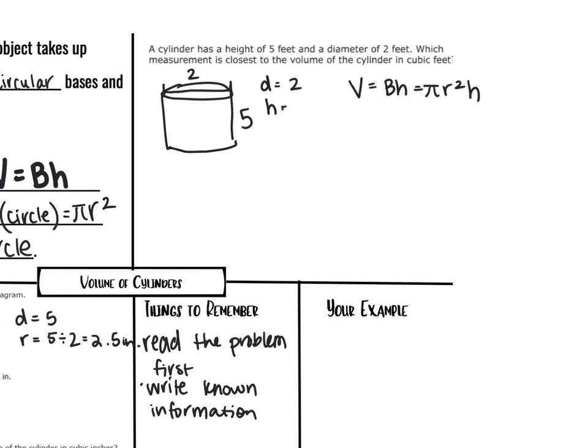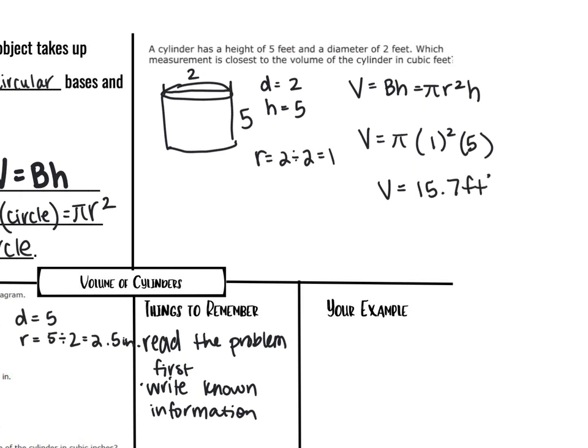So I know the diameter is 2. The height is 5. I don't need the diameter, so the radius is 2 divided by 1. My bad. Sorry, guys. 2 divided by 2 because we want half, which equals 1. So my radius is 1. Now I'm ready to plug everything in. V equals pi times 1 squared times 5. We put that in Desmos, and that comes out to 15.7 feet cubed.